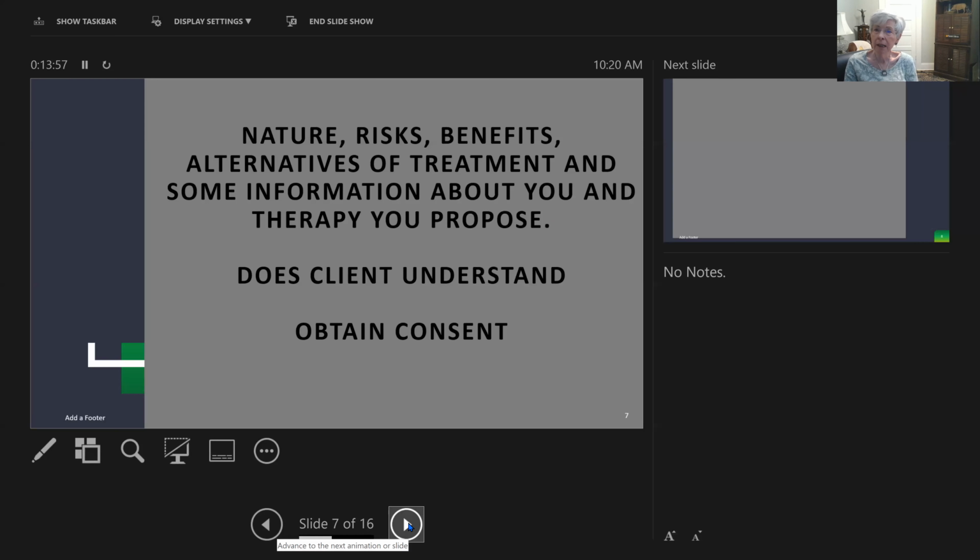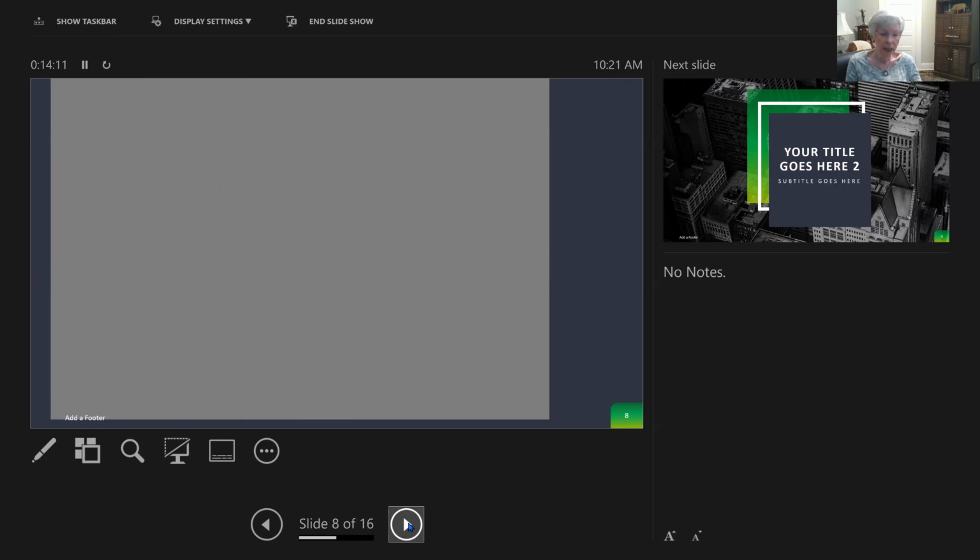And then the final part is obtaining their consent. I personally use a written consent, but it's only important in your notes that you write that you have completely talked to them about this and you feel that you have an understanding of what parts of therapy you've explained, what may be problematic, and what you might have to return to in the future.